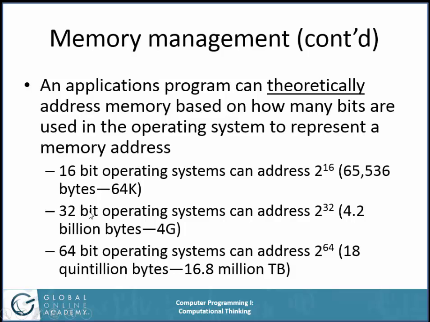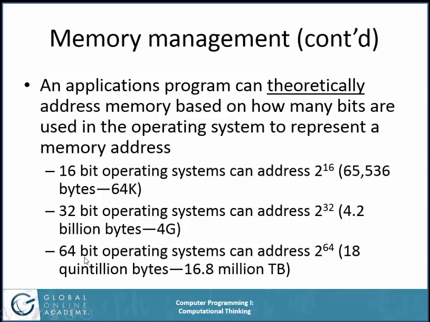If you're running a 32-bit operating system, you can now address 2 to the 32nd power, 32 ones or zeros in a row, which comes to about 4.2 billion bytes, 4 gigabytes. Now that doesn't mean your system has 4 gigabytes of physical memory, but the application programs can address that much of it, and maybe it will get paged in and out.